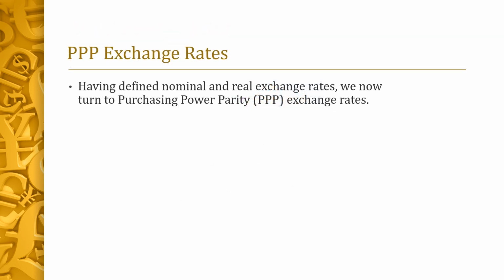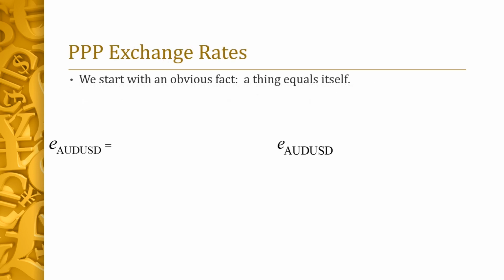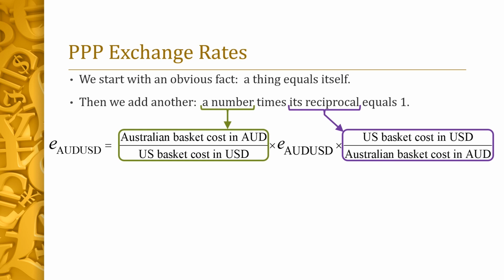So far, we have defined nominal exchange rates on the one hand and real exchange rates on the other. We now turn to a third type of exchange rate, which is called a purchasing power parity exchange rate, or simply a PPP exchange rate. We begin with a fact that is self-evident. The nominal exchange rate between the Australian dollar and the US dollar equals itself. We now use another obvious fact. A number times its reciprocal equals 1.